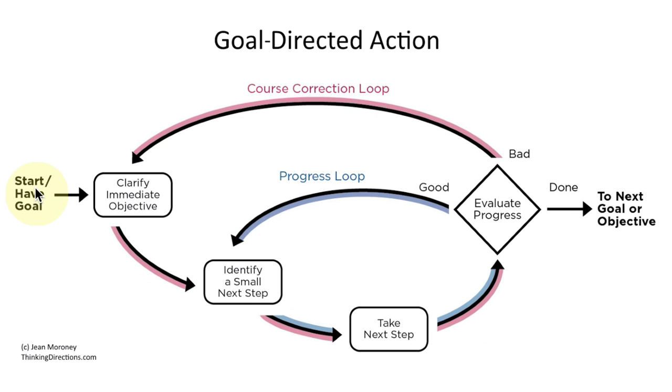You start where it says start, have goal. Have goal will travel. When you have a goal, say to buy a new apartment, you have to break that down into a series of objectives and steps, and then you need to take the steps. And as you're going through, you need to evaluate progress. If your progress is good, you just keep taking steps. That's what this inner loop called the progress loop is about. But if the progress is bad, you need to adjust your course.